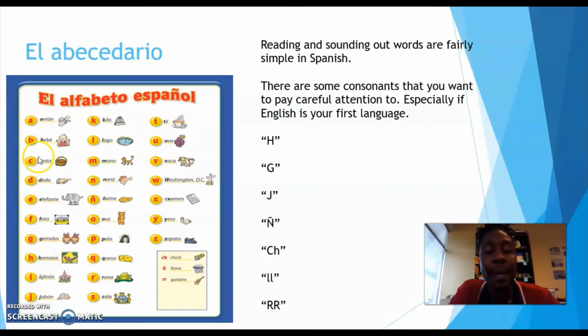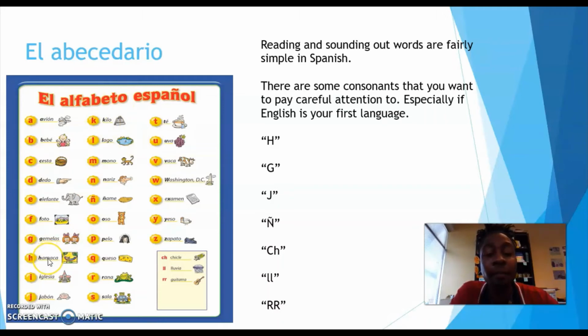Can we say A, B, C, D? E, F, G. The next part is H, I, J, K.